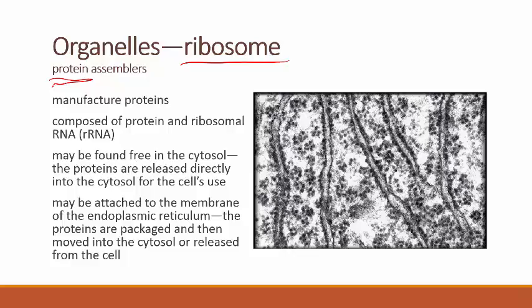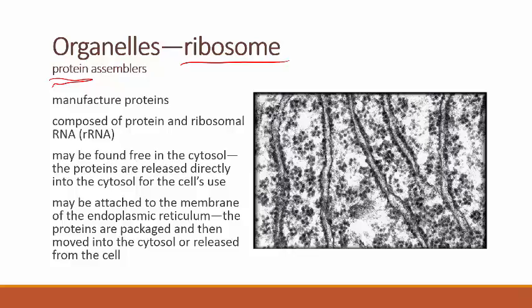There's a protein part, and then there's another part that's composed of a different kind of RNA called ribosomal RNA. This ribosomal RNA is specifically there with the function of helping to produce the proteins. And these ribosomes may be found free in the cytosol, just out there. And if that's the case, then when the RNA is delivered to the ribosome to be read and converted into a protein, the protein is released into the cytosol, and it's there for the cell to use.